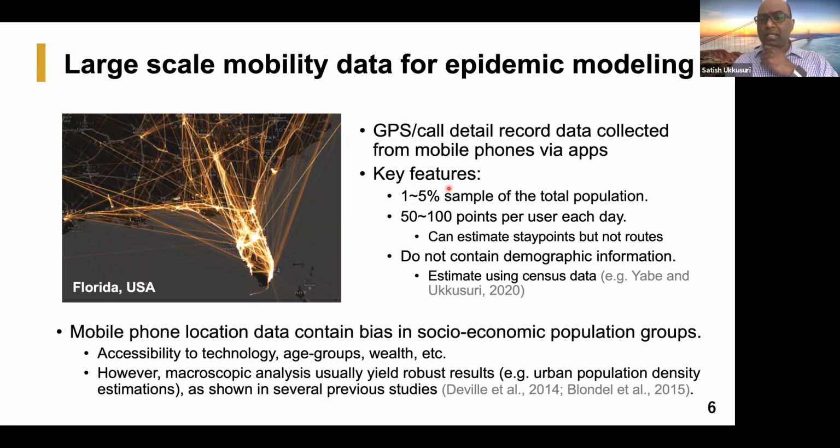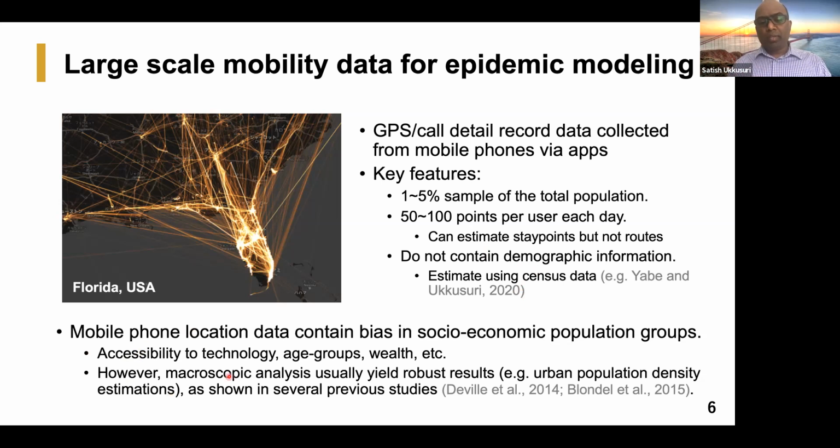Here are some of the features of this kind of mobility data. This is GPS data from mobile phones. The sample is about 1 to 5% of the population, depending upon the city and the country. This is especially from Yahoo Japan data in Tokyo, about 50 to 100 data points per user per day. Using this, we can estimate their stay locations, including their home location approximately. It does not contain any demographic information, but we can look at the representativeness at some spatial resolution, either at administrative boundaries like census tracts, zip codes, and so on.